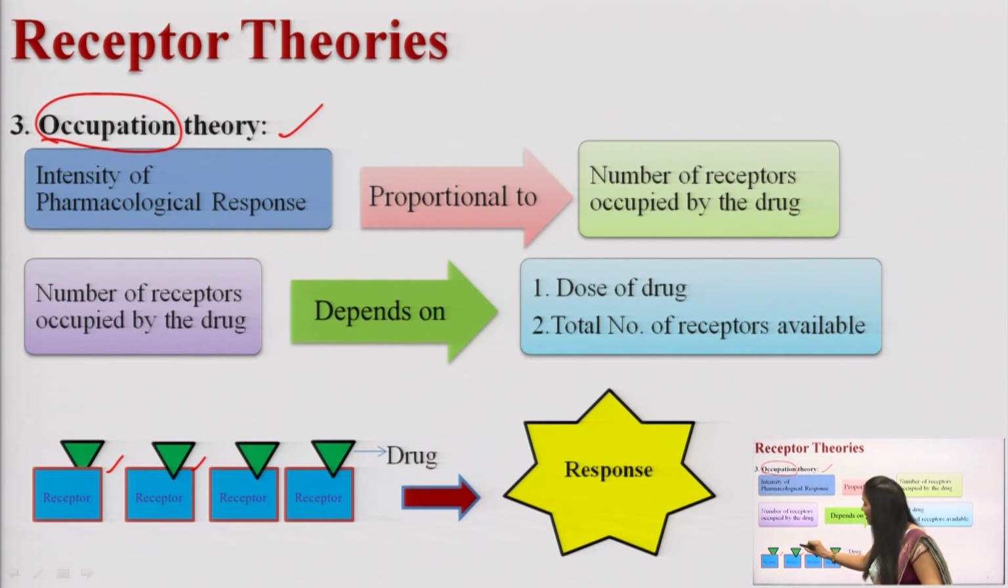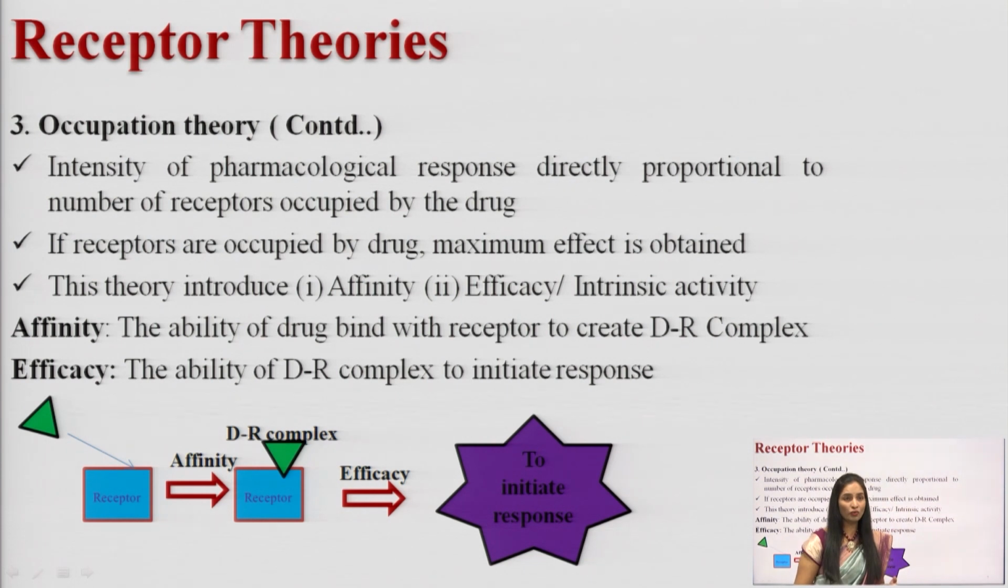For example, if this drug is not occupied to the receptor and this drug is also not occupied to the receptor, and even this is also not occupied, and only one drug has been occupied to the particular receptor, that much action you can see. And if the receptors have been occupied more by the drug, more pharmacological action or more response you can see from the drug.